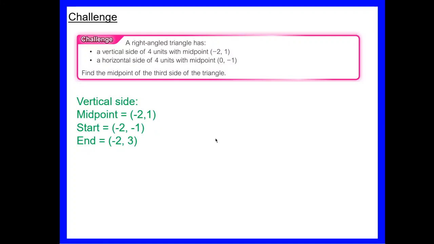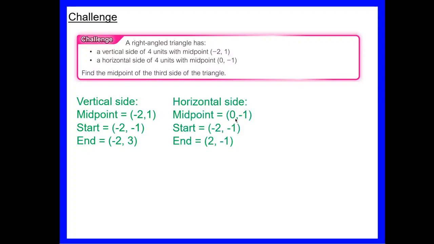Okay, now we need to do the same for the horizontal. So our horizontal side, remember, has 4 units with a midpoint of 0, -1. So there we are, 0, -1. Now our horizontal value is the x value here. So again, if it's 4 units long and that's the middle, half of 4 is 2, so we need 2 either side. So we're going to start by subtracting 2 from x. We get -2, -1, and then we're going to add 2 to x, which gives us 2, -1. So now we know our start points and our end points.